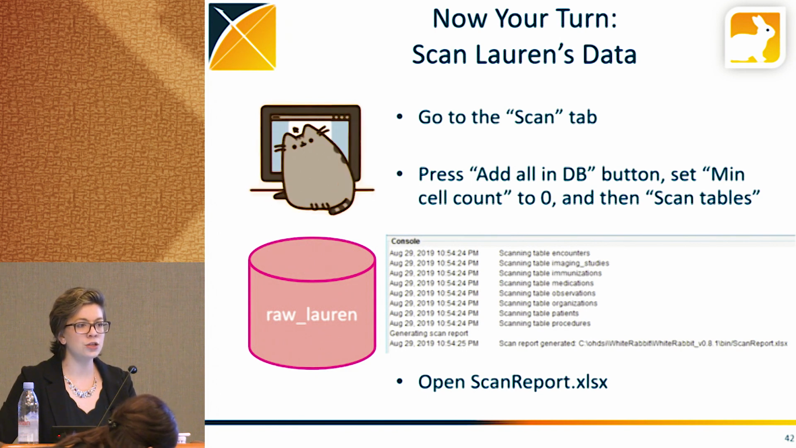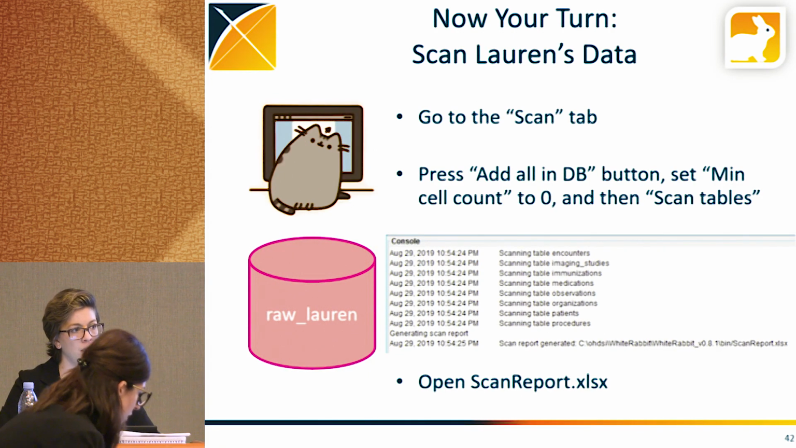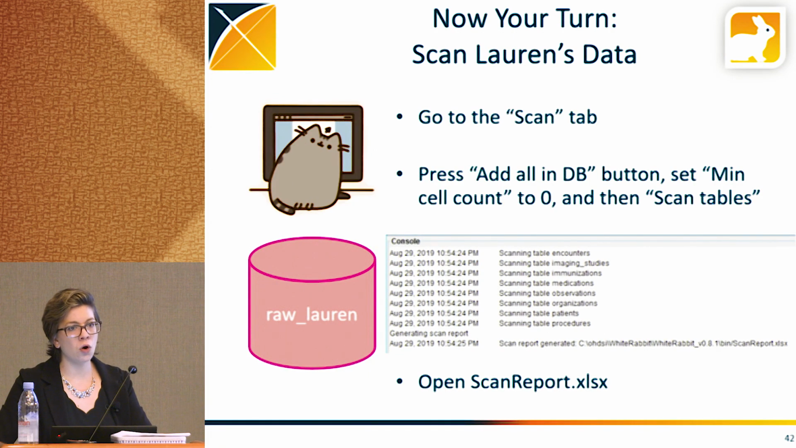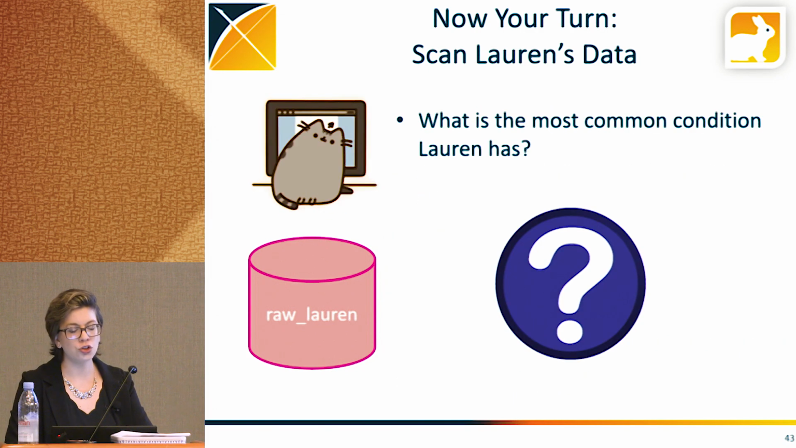So when it's done doing the scan, at the end of the console, it will tell you where it put the scan Excel. So everybody go and open that scan Excel, because there's a pop quiz. Can somebody tell me what the most common condition Lauren has?